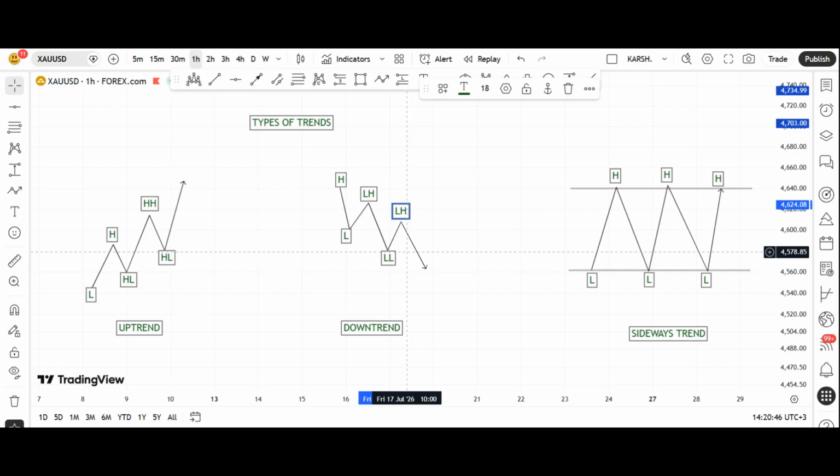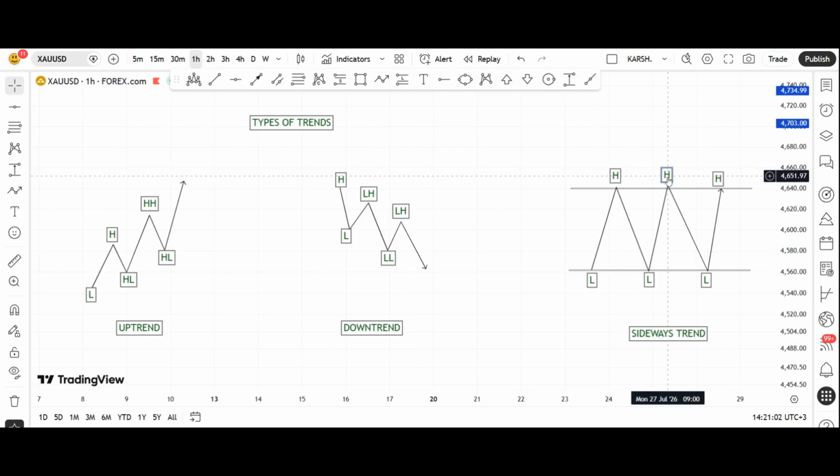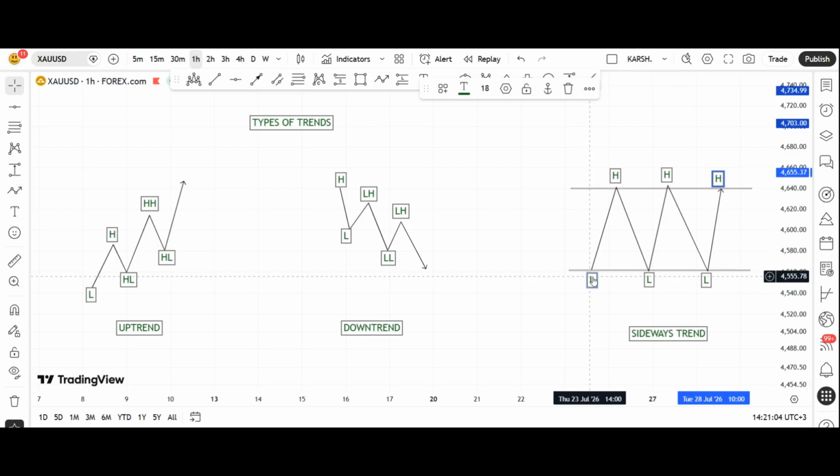Now we go to the third type of trend, which is the sideways trend. The sideways trend is different from these two types because we have a series of equal highs and equal lows. Most of the time I don't trade the sideways trend because there's indecision in the market. The number of buyers and sellers is equal. There's no direction, which is why you're seeing a series of equal highs and equal lows.